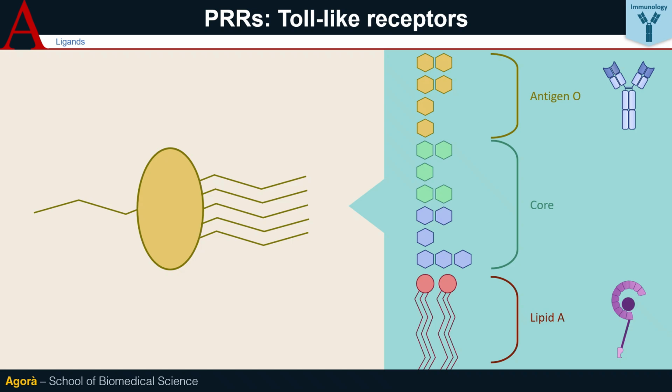Lipid A, on the other hand, comprises a disaccharide to which multiple fatty acid chains are linked. It is precisely these fatty acid chains that play a crucial role in activating TLR4. How does the receptor get activated?